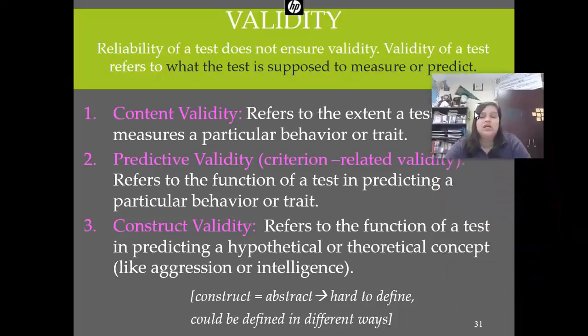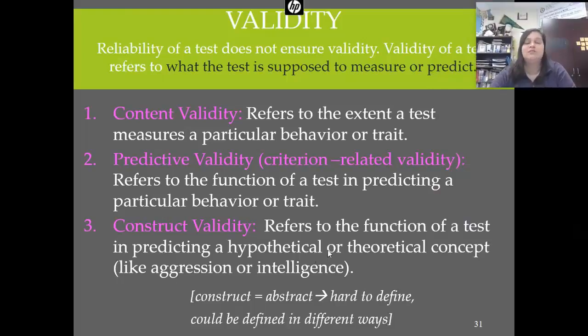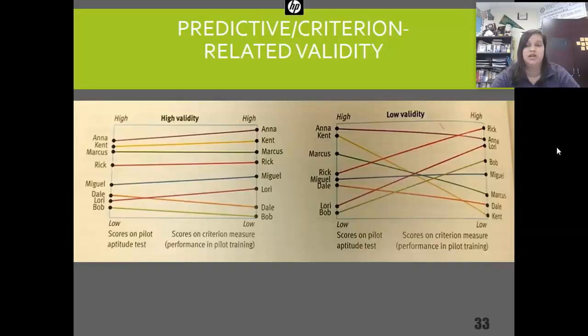Construct validity is how well a test measures theoretical constructs. And a construct is an abstract concept. It's things that are hard to define, hard to measure, hard to describe. For example, happiness, aggression, intelligence, they are hard to measure. So construct validity measures that by comparing it to other tests that have already proved valid. We'll look at an example of that here.